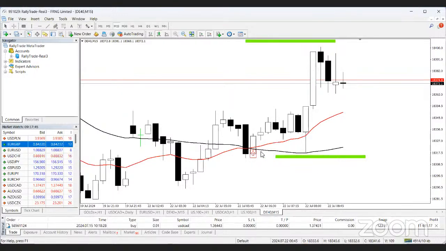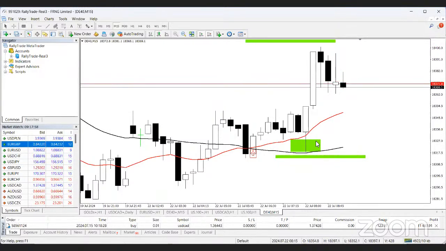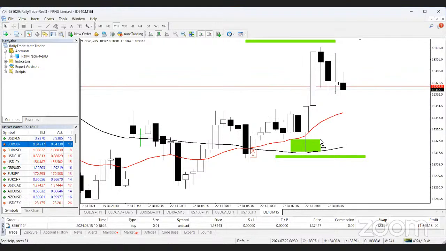Now, what you need to do is that once the red separates from the black, all you need to do is come around and set pending orders: buy limit, buy limit, buy limit, for example, around the zone. You can set like 10, 20, you call it stacking of trades. You set it between the red and the black.